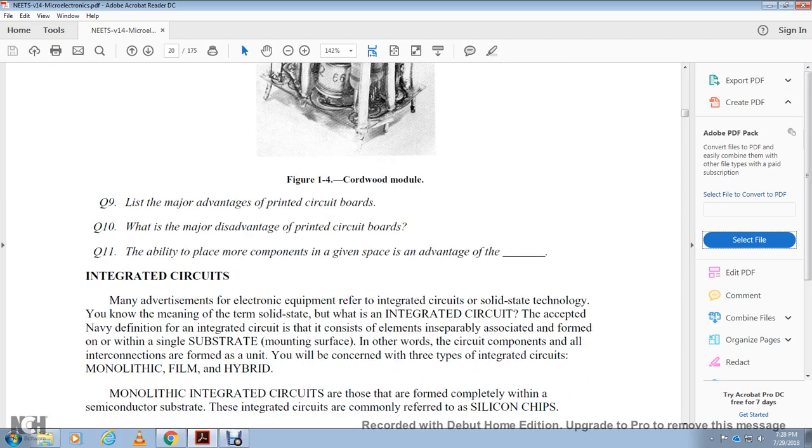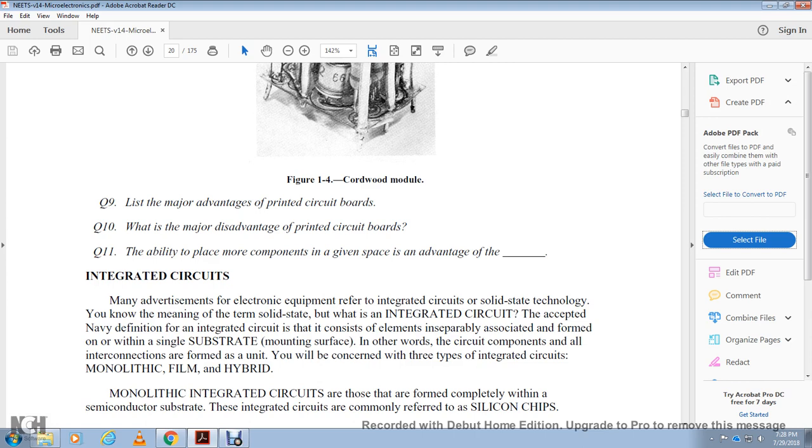Integrated circuits. Many advertisements for electronic equipment refer to the integrated circuit as a solid state device, meaning the term solid state is now used for the integrated circuit. An integrated circuit consists of elements inseparably associated and formed on a single substrate, in other words, circuit components. All of the interconnections are formed as a unit.